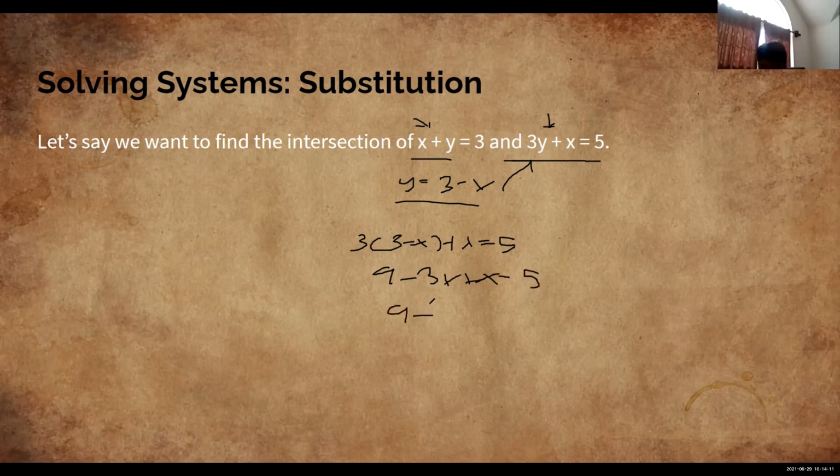That gives us 9 minus 2x is equal to 5. 2 minus x is equal to -4. And x is equal to 2. So we got the x value, but we're not done yet. We have to find the y value.